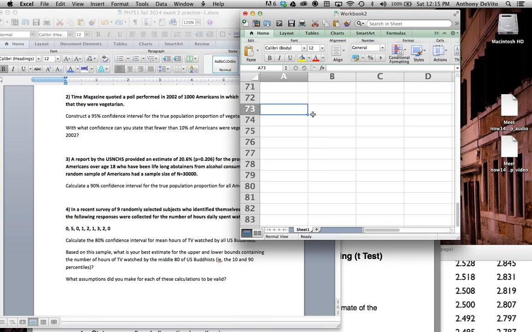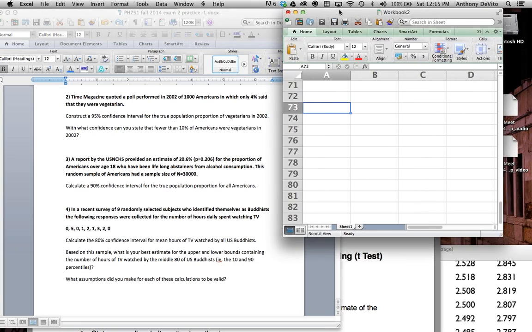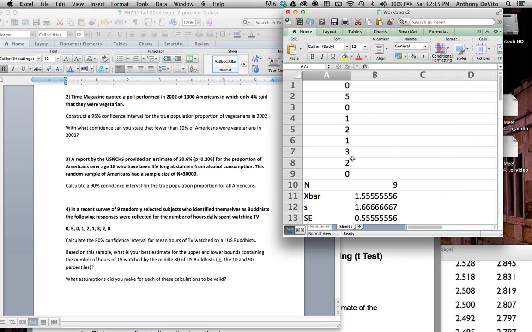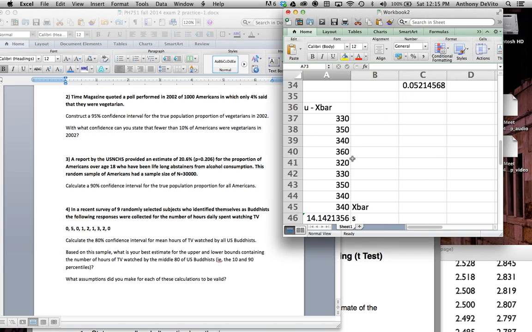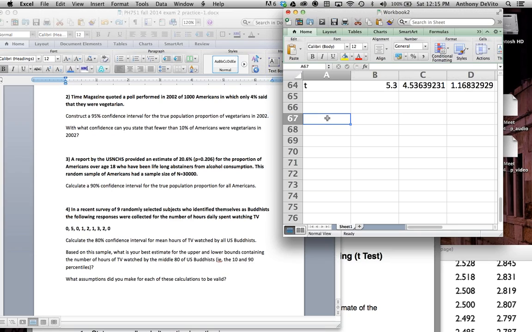Okay, so now, Time magazine quoted a poll performed of 1,000 Americans, of which only 4% said that they were... I haven't done that one yet. I'm looking back here to make sure I haven't done that before, because this is my second time through in an hour doing the same stuff. So I don't remember if I did it this morning or in the first or second session. But anyway, okay, here we are. I don't think I've done it for this group.